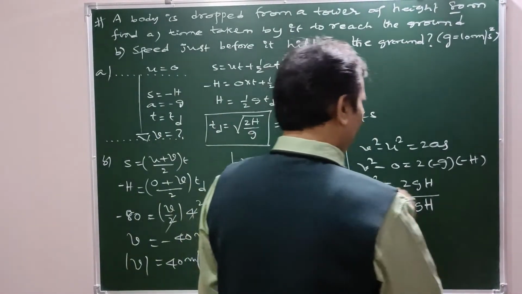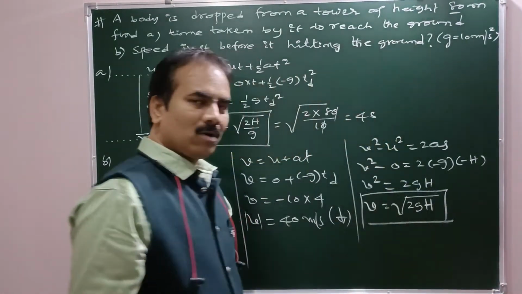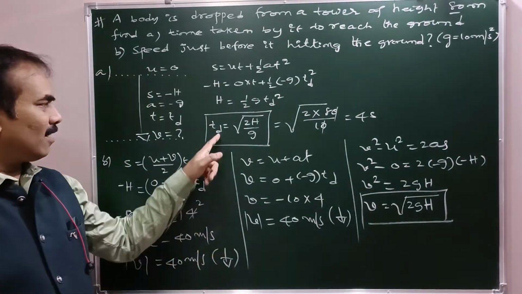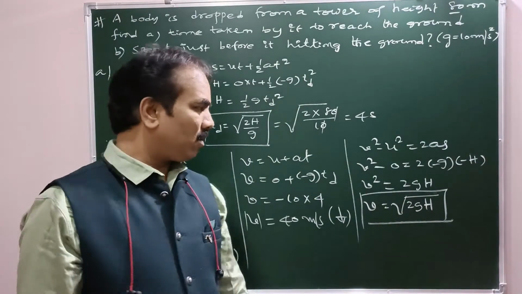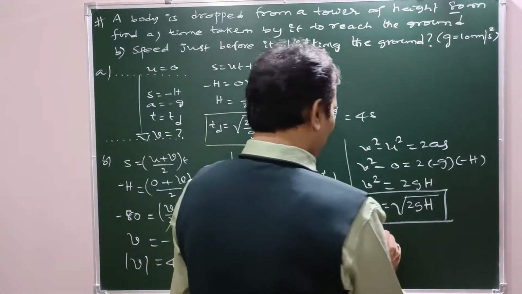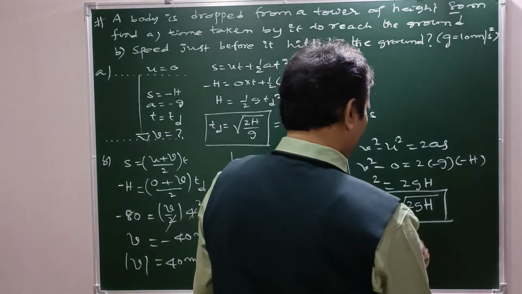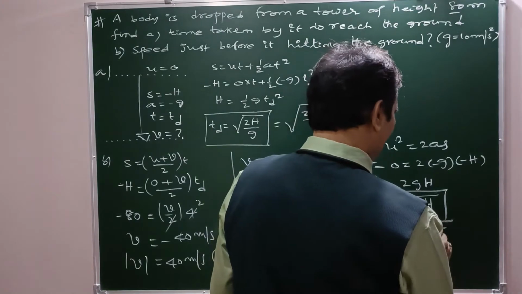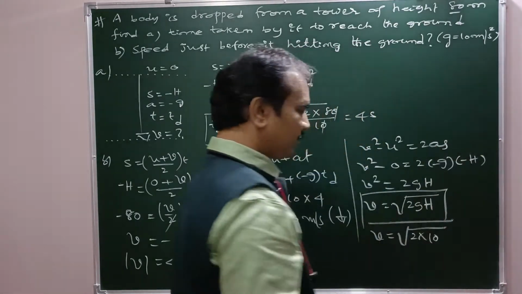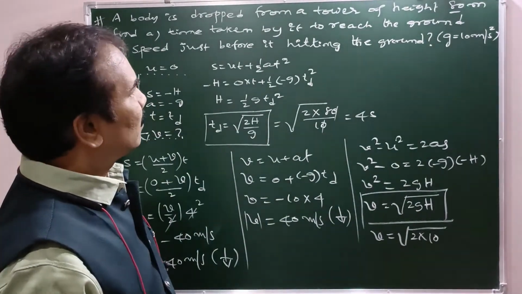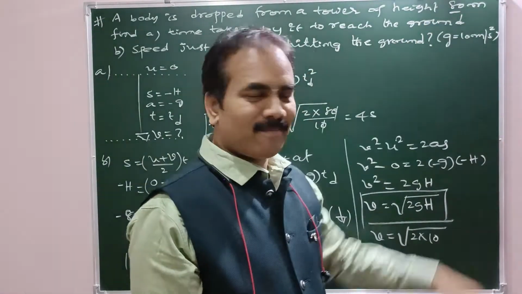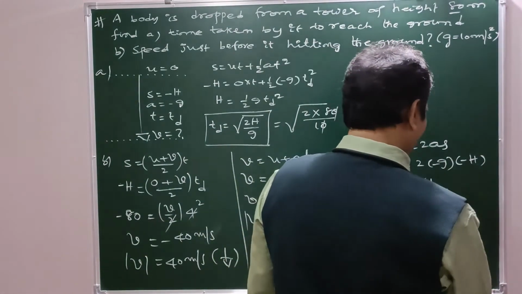This is a shortcut relation: V equal to root over 2gh. Here the shortcut formula is TD equal to root over 2h by g. Now on substitution, V equal to root over 2 into g, which means 10 from the data, 10 meter per second square, into height. What is the height from which the body is dropped? That is 80 meter.